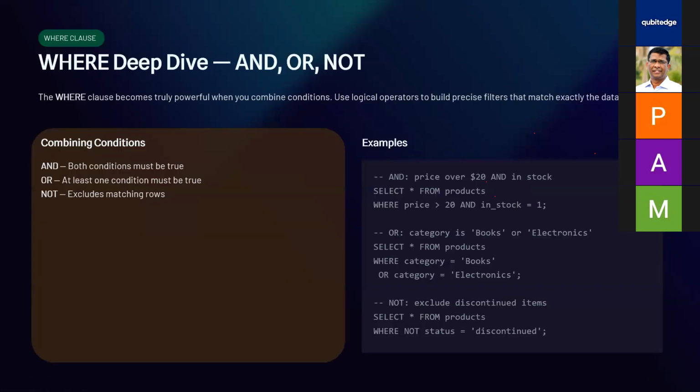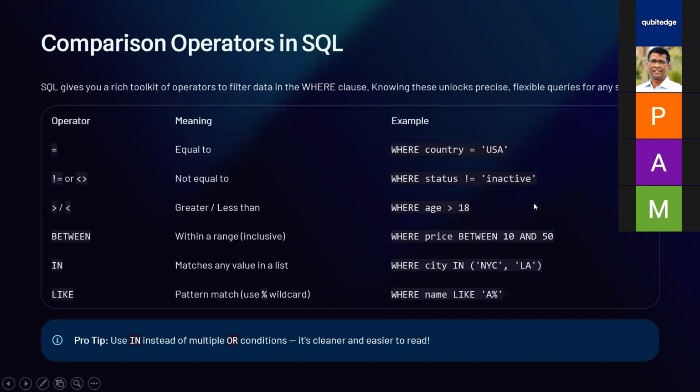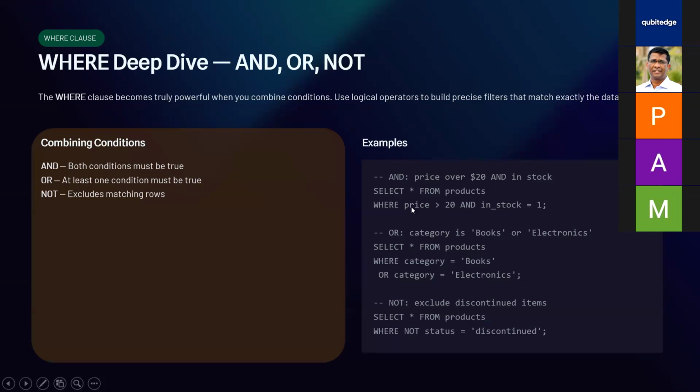So today we're going somewhat deep into the where clause. If you remember, previously we used where for a single condition. But today we are going to use where for multiple conditions. At the same time, we can give price greater than 20 and in stock equal to 1, that kind of condition. Okay? More than one.